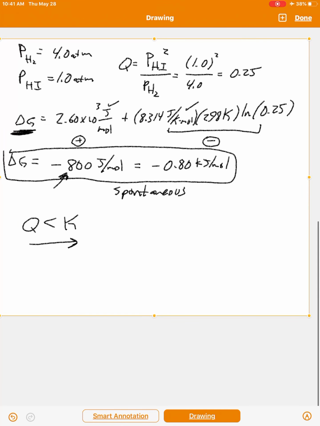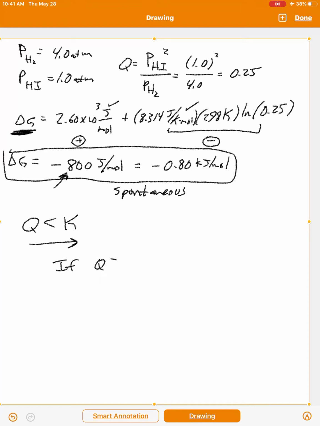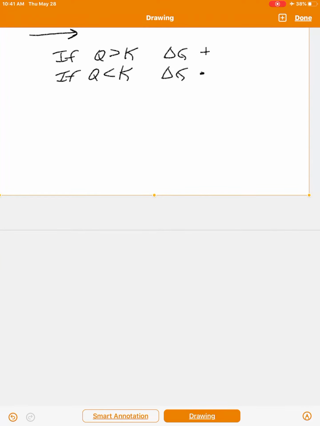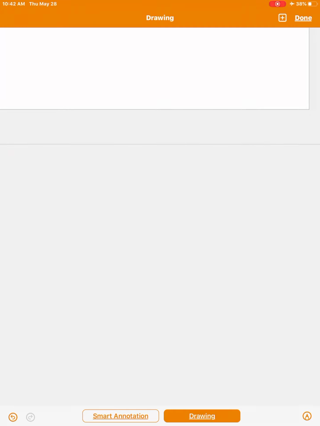Isn't that interesting? So what that tells us is that if Q is greater than K, delta G will be positive, and if Q is less than K, delta G has the potential to be negative and for that process to be spontaneous. It's very interesting. So try the sample problem on that. 18.8 is a very interesting example of how you can look at that. Now let's move on to the next issue, which is connecting delta G to the chemical equilibrium constant, K.